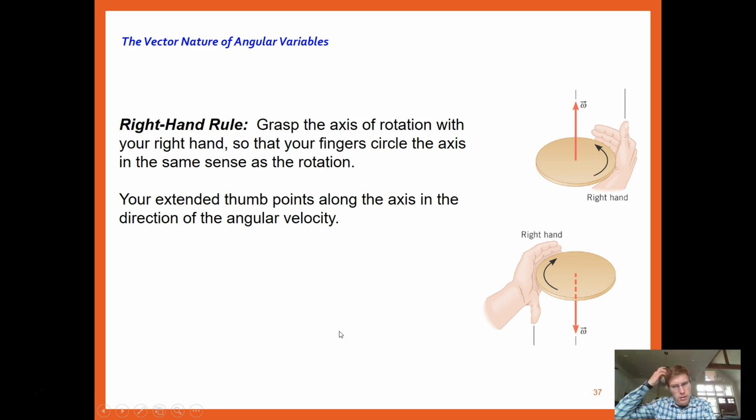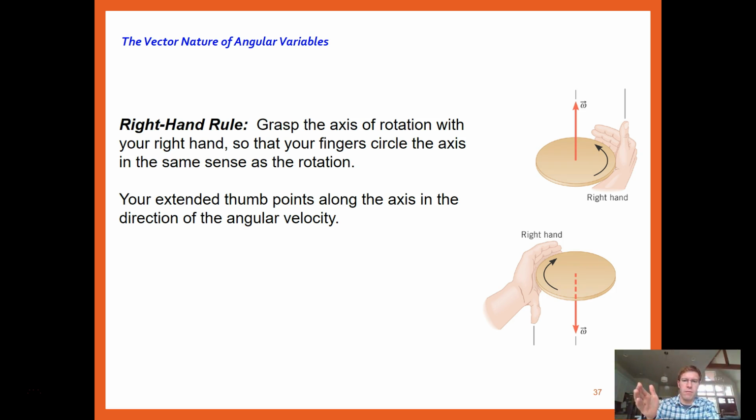Now, keeping in mind, don't forget how we define positive and negative. One way to know if you're dealing with positive or negative, if you ever get confused, is using what's known as the right-hand rule. With the right-hand rule, if you curl your fingers in the direction of motion, your thumb gives you the direction of the vector that you're dealing with.